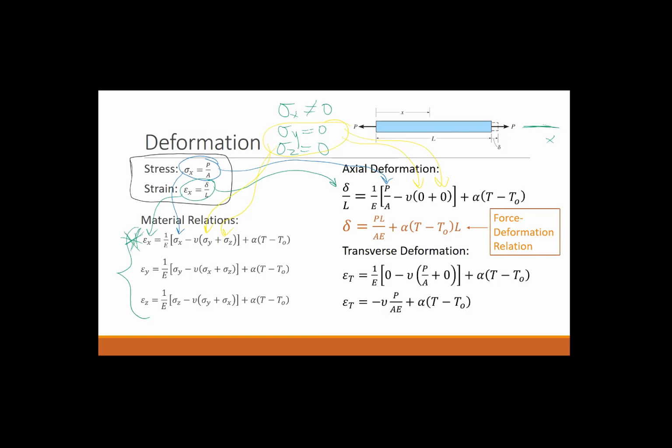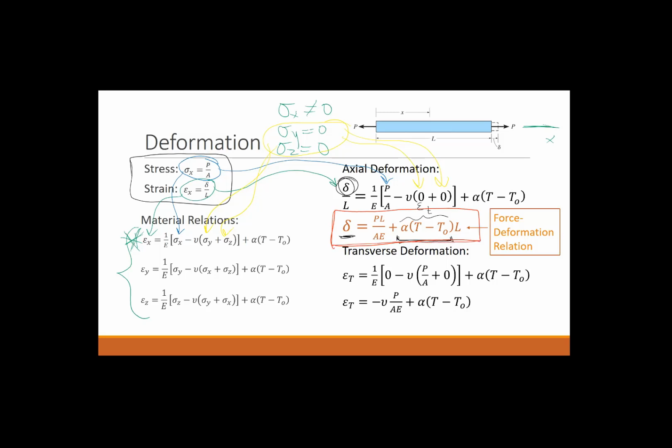So now if we're solving for the elongation, we need to multiply both sides of the equation by the length, and therefore you end up with the elongation equal to PL over AE plus the strain due to temperature, I'd say, multiplied by the length. That gives you a deformation as opposed to a strain. So this equation is what you're going to want to use.